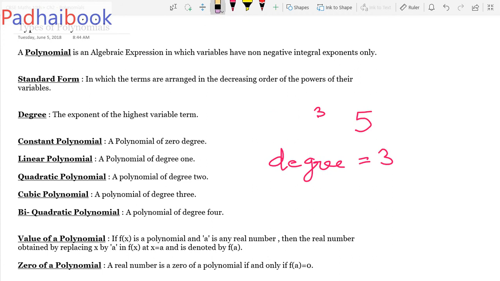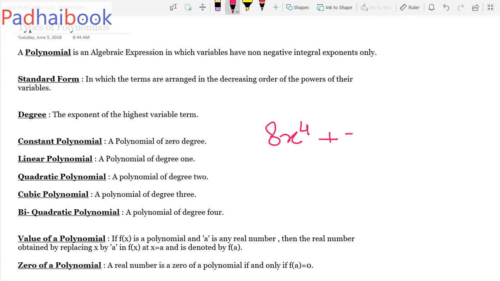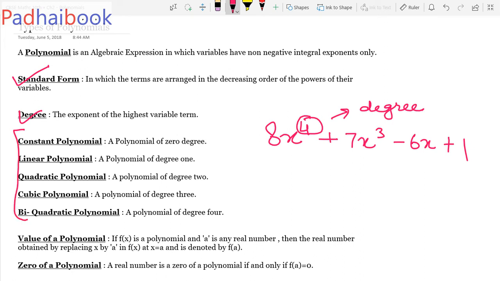Similarly, we can talk about biquadratic polynomials. A biquadratic polynomial is a polynomial of degree 4. Let's take a very good example: 8x4 plus 7x cube minus 6x plus 1. Now this is an example of a biquadratic polynomial because the degree here is 4. As long as you understand the concept of standard form and degree, it will be very easy for you to understand these constant, linear, quadratic, cubic and biquadratic polynomials.